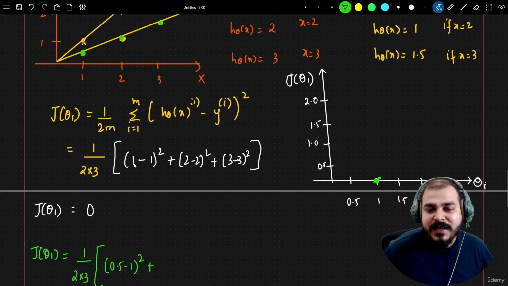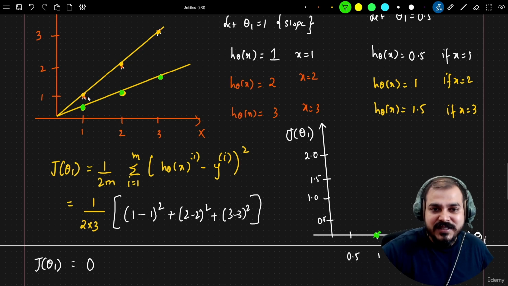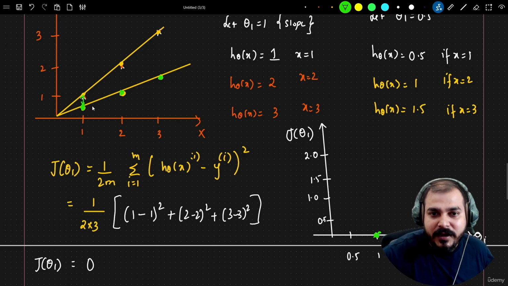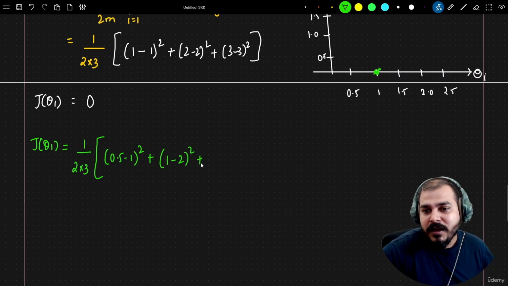How am I getting 1? My true value 1 is over here, and my real point is over here. So 0.5 minus 1 is the error that I'm actually getting. Similarly, this is the error I'll be getting here, and this is the error I'll be getting here. And we really need to write that specific error. So 0.5 minus 1 whole square, then 1 minus 2 whole square plus 1.5 minus 3 whole square.